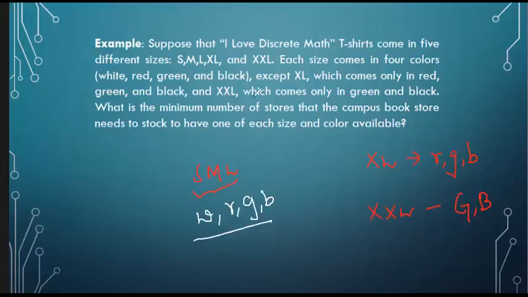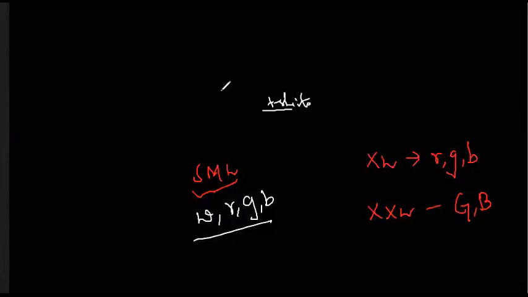Okay, now what is the minimum number of t-shirts that the campus bookstore needs to stock to have one of each size and color available? In this case, we have to find the minimum number of different size and colors of t-shirts to be stocked. So how many do we have? Let's take this with the help of a graph. These are the points that we have to notice.